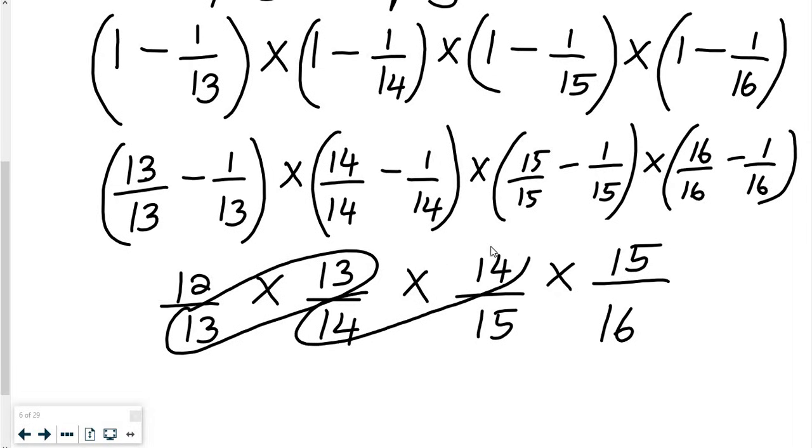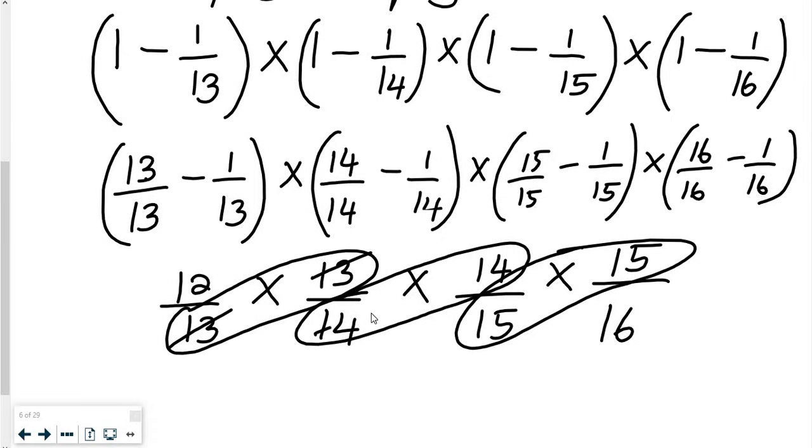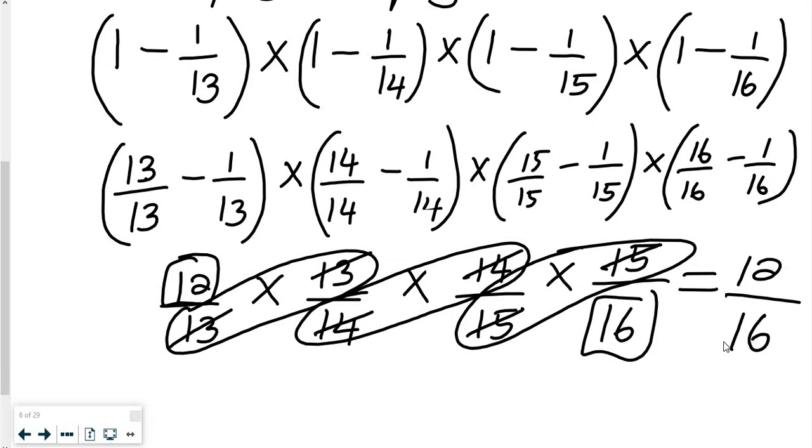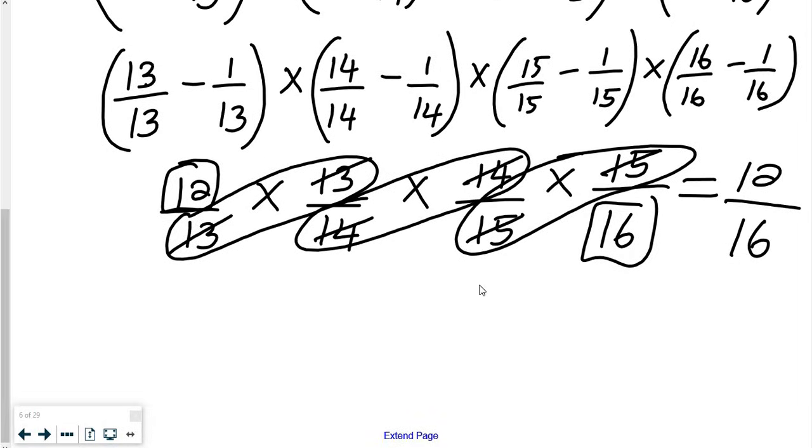You can see that diagonally we can do something, meaning 13 and 13 will cancel, 14 and 14 will cancel, 15 and 15 will cancel. Then the answer will be 12 upon 16. And if you don't mind, you can go ahead simplifying this.